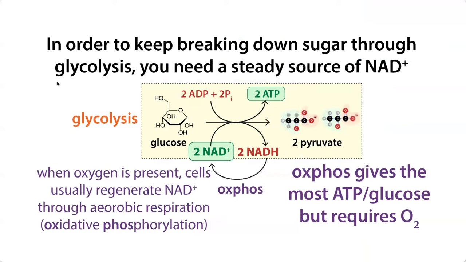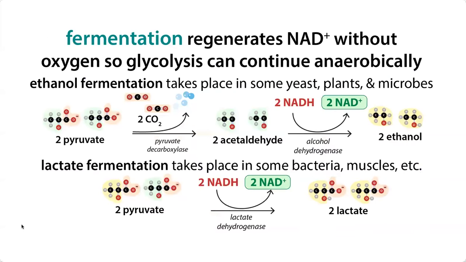Some cells rely on fermentation, such as your red blood cells, because they don't actually have mitochondria. So your red blood cells, your erythrocytes, are always going to depend on this fermentation. But also your muscle cells, if they're working really hard, are not going to have enough oxygen to keep up, and they're also going to go through lactic acid fermentation. So what is fermentation? Basically, fermentation is just where we regenerate NAD+ without oxygen.